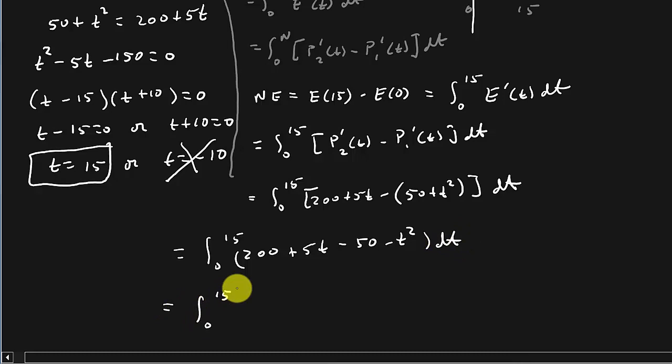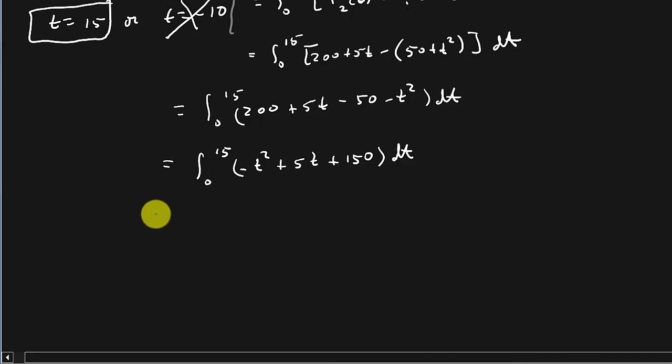What order do you write these in? I just like to write it in descending powers. We have 200 minus 50, that's the 150, and I just wrote the minus t squared first. Now let's integrate. We've got negative 1/3 t cubed plus 5/2 t squared plus 150 t, evaluated from 0 to 15.